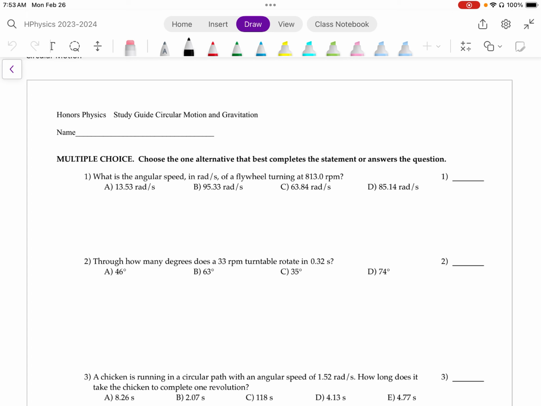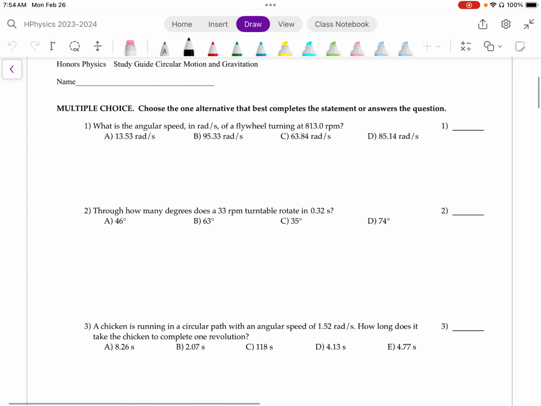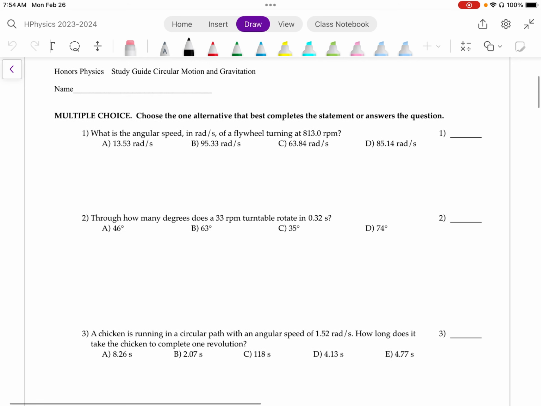Okay, this is my solutions video for the study guide that was provided for the material on circular motion and gravitation. So the first one is, what is the angular speed in radians per second of a flywheel that is turning at 813 revolutions per minute? And they want the angular speed in radians per second.